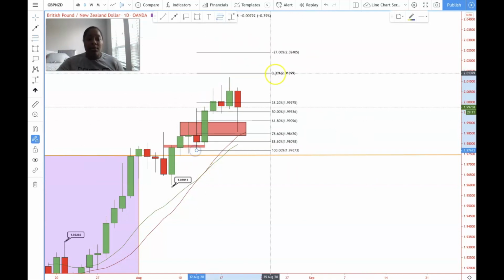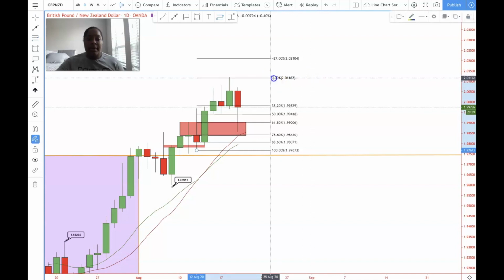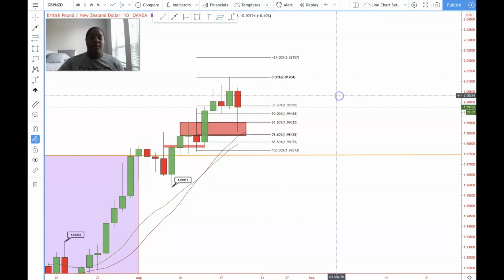Now, where I'm going to be buying to is not going to be back up into the previous high, because my risk to reward just won't make sense. So I'm going to be buying to my extended target, the -27 here, at $2.02. That is where my next take profit is going to go for this currency pair, and then we'll keep going from there. So that's that pair there.